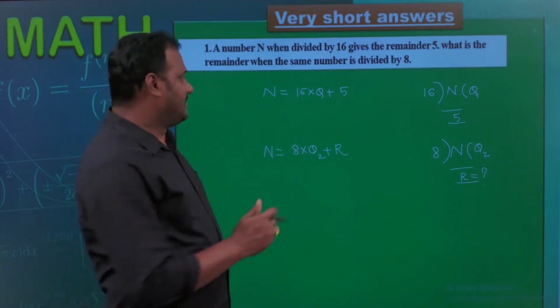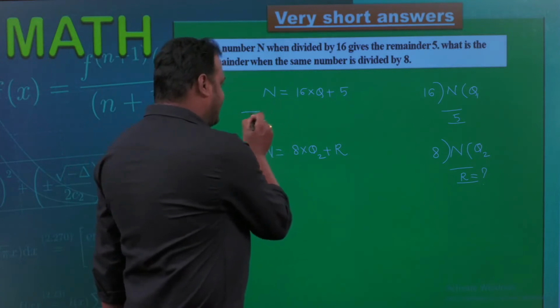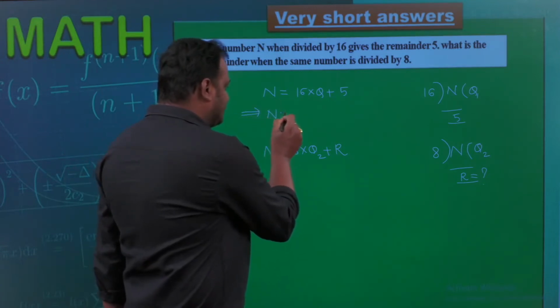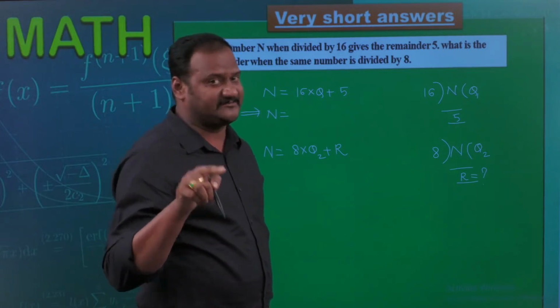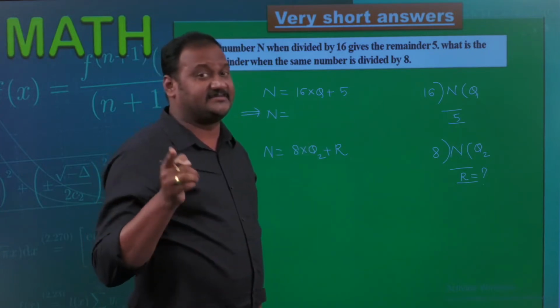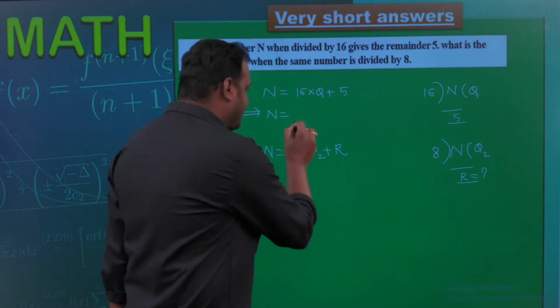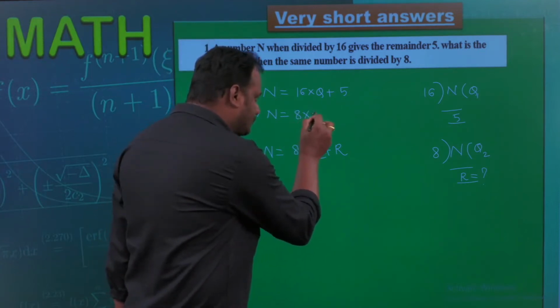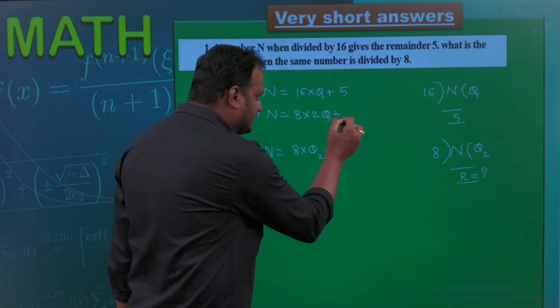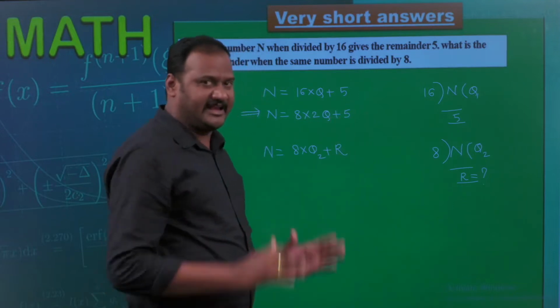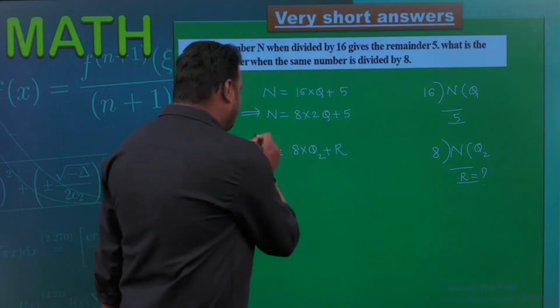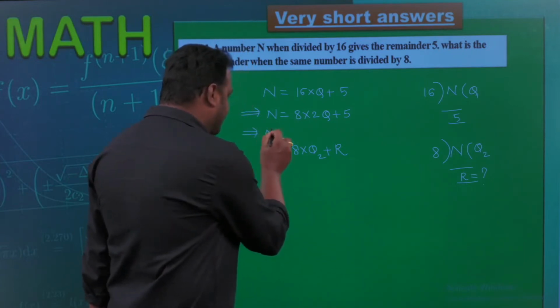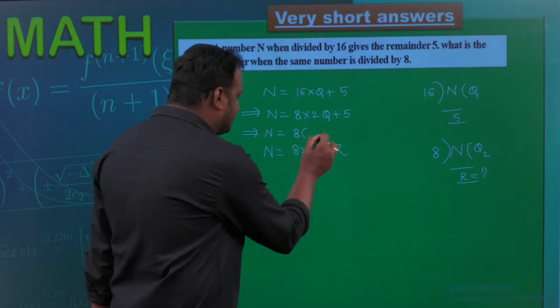You know how? I am going to write n equals 16 into q plus 5. Since 16 is a multiple of 8, I am going to write this as 8 into 2q plus 5. Right? 8 into something plus 5. So I am going to write this as n equals 8 into this something.